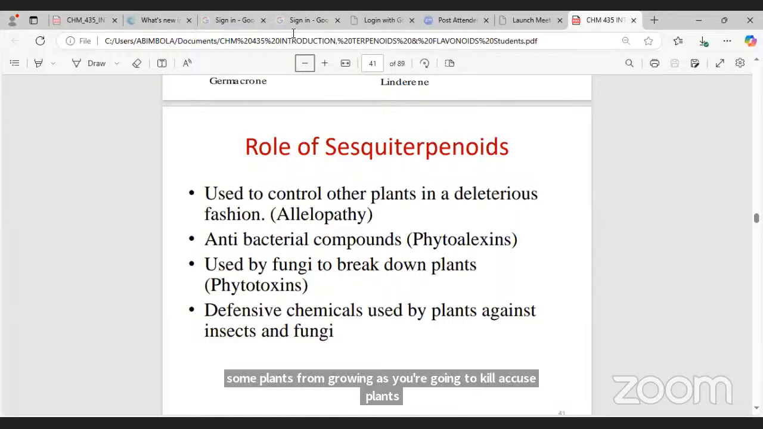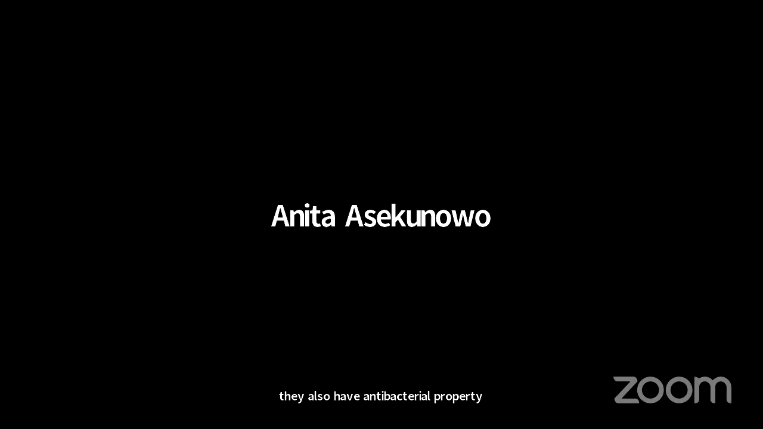They kill plants. They also have antibacterial property on the human system. They are used by fungi to break down plants. Remember, fungi is very important; there are good fungi. So they are used by fungi to break down plants. We call them phytotoxins, so some of them are very toxic to plants. And they're also used as defensive chemicals by plants against insects and animals.